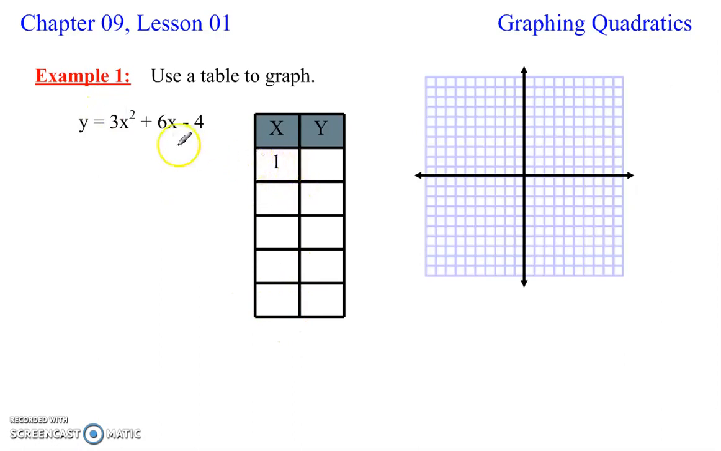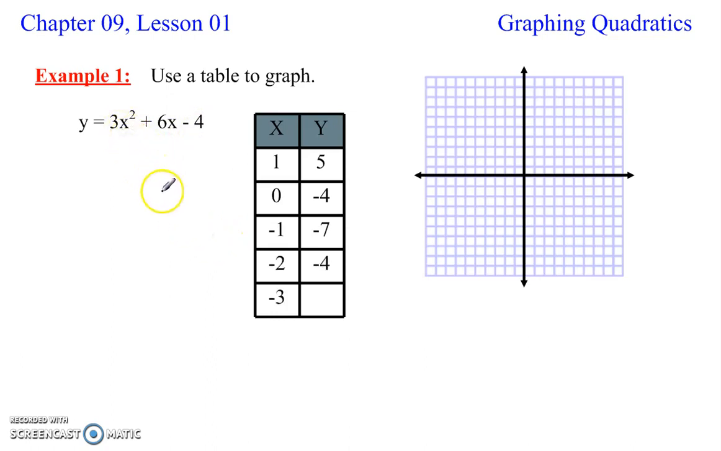Okay, so we're going to plug in 1 for x, because that's an easy one to calculate with. If I plug in 1, I get 5 for y. Plug in 0 for x. That's an easy one to calculate with. I get negative 4. Remember, when x is 0, that's the y-intercept, right? When x is 0. So that's negative 4. Plug in negative 1 into each of these, and I get out negative 7.